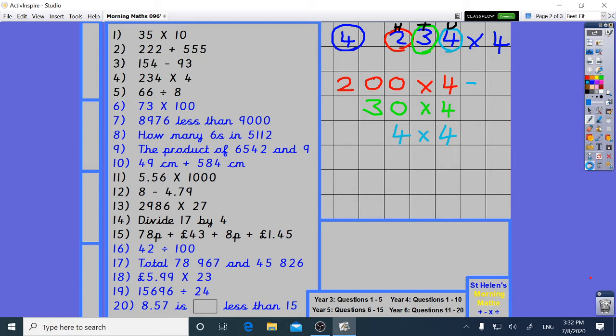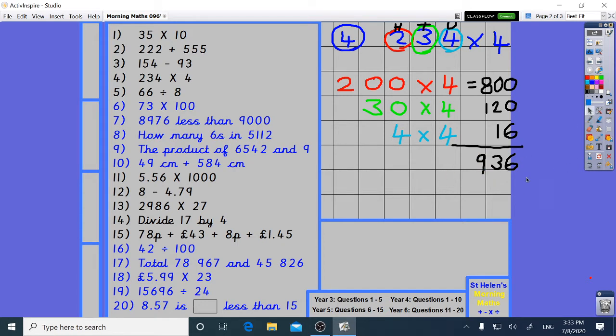200 times 4. 2 times 4 is 8. Place 2 zeros, 800. 3 times 4 is 12. Place a 0, 120. 4 times 4 is 16. Now I've lined these up so that I can add them. Down the right: 0 plus 0 plus 6. 0 plus 2 plus 1. 8 plus 1 is 9.